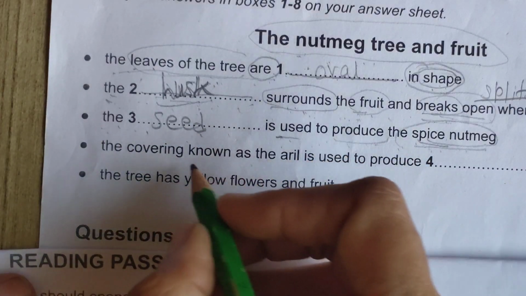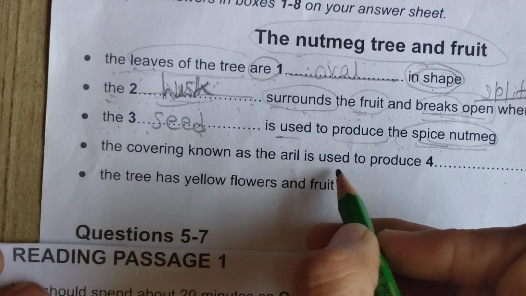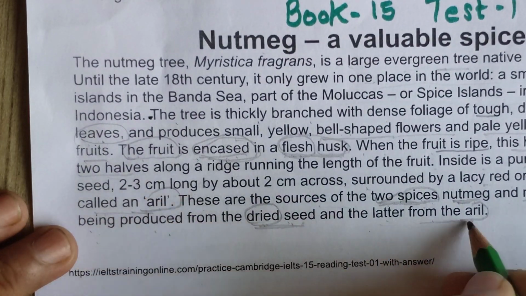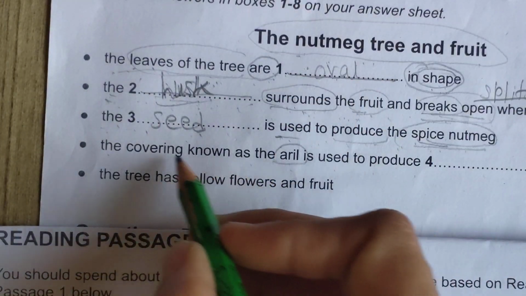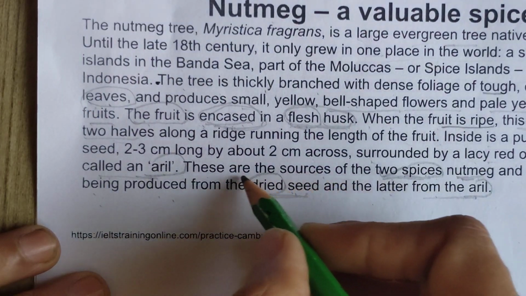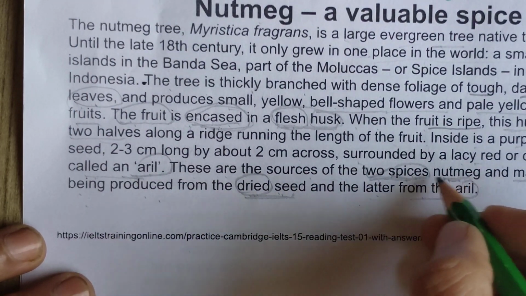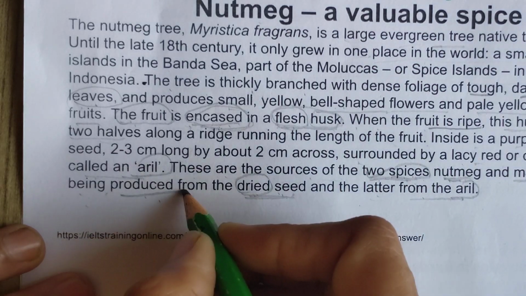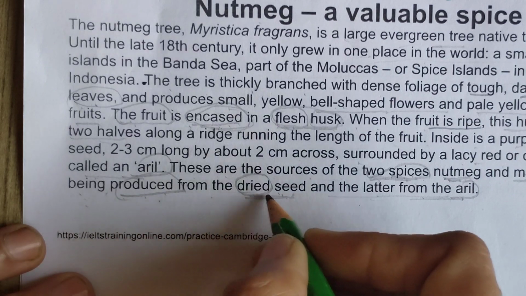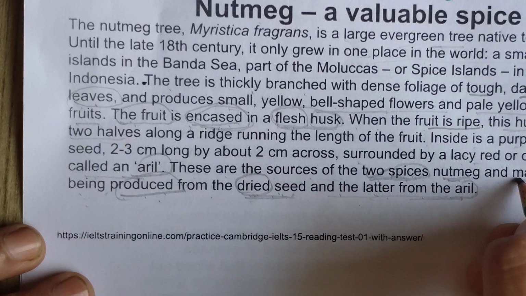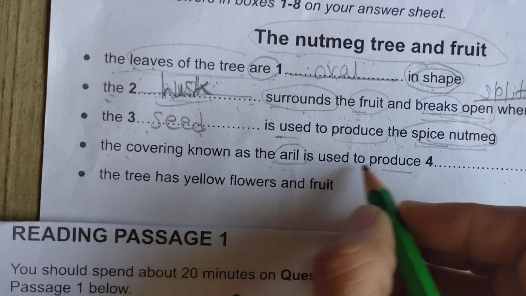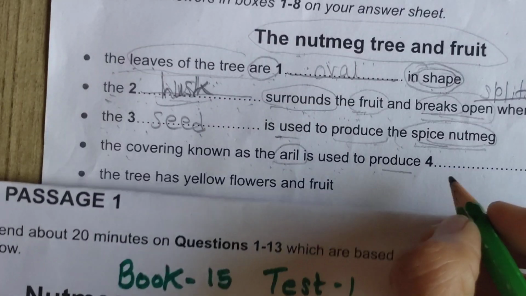Okay, so seed. Fourth number. The covering known as the aerial is used to produce. So the word aerial is there and here also. So let's read it. The covering known as aerial is used to produce. There are two sources of spices, nutmeg and mace. The former being produced from dried seed and the latter, the second one, from the aerial. So the aerial word is already given. Aerial is used to produce this word. Okay, mace.